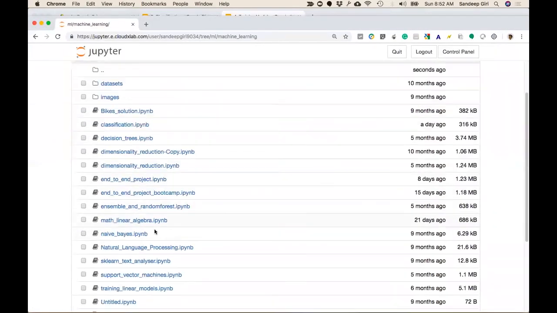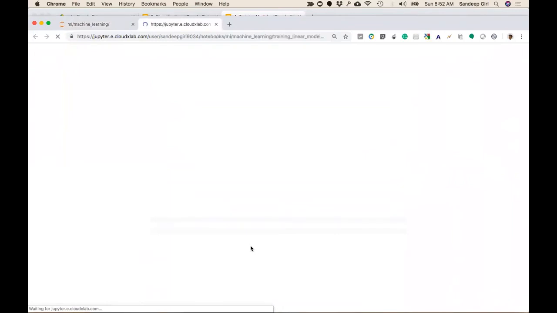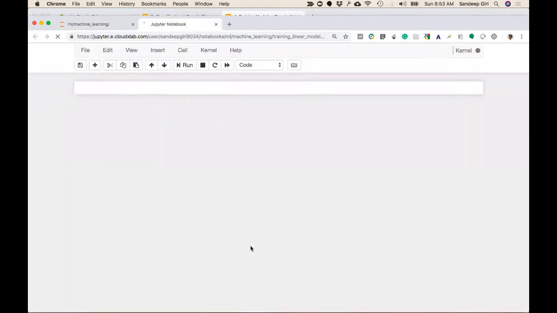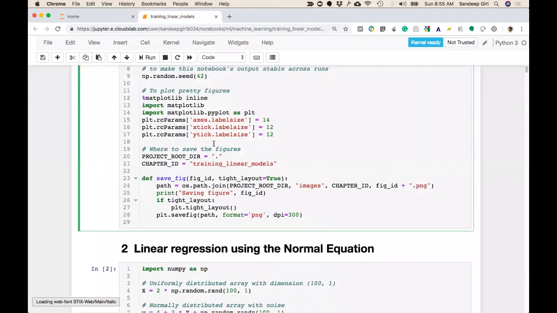All right, so we have the normal equation and training models. Where is training models? Training linear models. All right, let it load. I understand that we have gone a bit into maths, but I'm sure that this is going to be a very helpful thing for you. And I hope everybody is comfortable with what we did as part of that exercise. I did not go into solving each and every part.